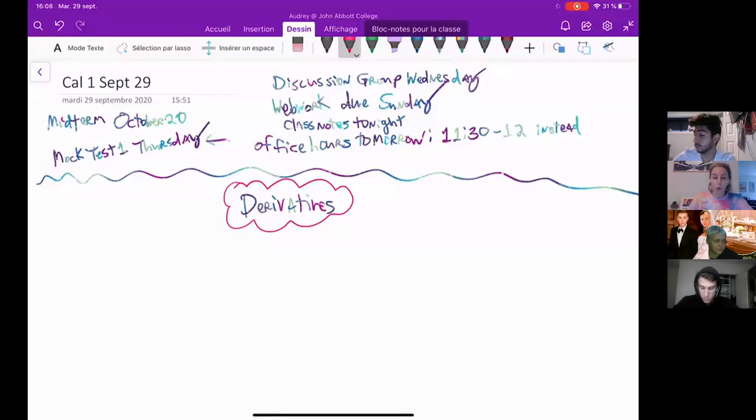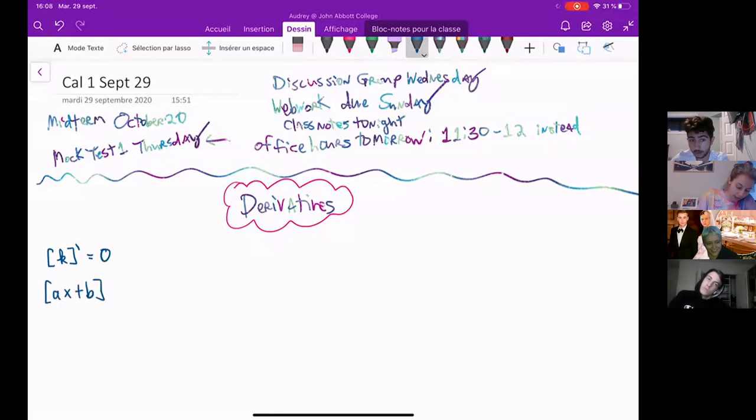Okay, so let's just remind ourselves of all of the forms that we have learned for derivatives. We know that the derivative of a constant is, you got it, 0. We know that the derivative of a linear function, ax plus b, is a. We know that the derivative of x to the power of n is nx to the power of n minus 1. You got it, that's our power rule.